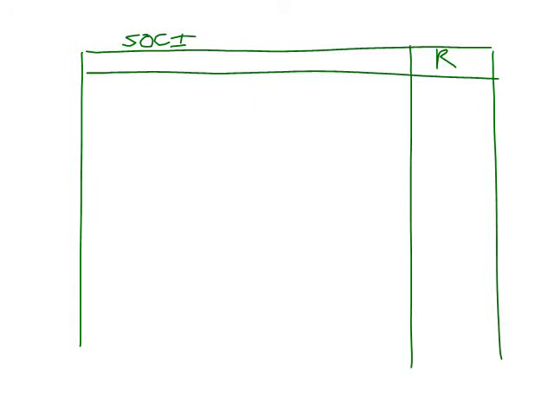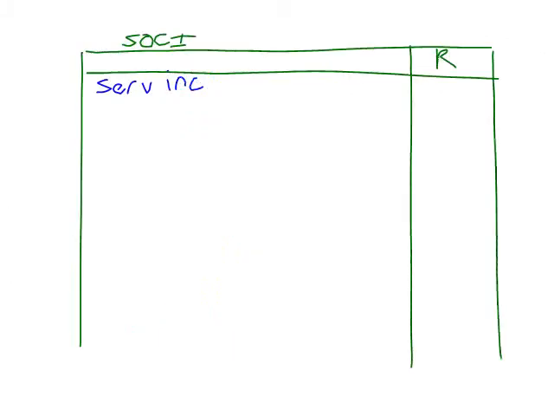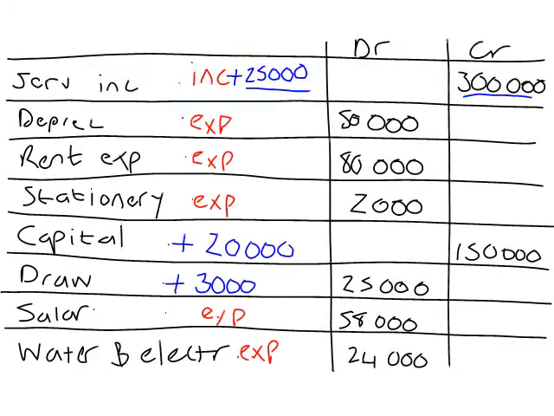Whenever we deal with the statement of comprehensive income, we need to show all income and all expenses. Specifically, we have the main income of services income. But services income, if I'm not mistaken, changed accordingly. It was 300,000, but we need to increase it by 25,000 Rand, meaning that our new services income total will be 325,000 Rand. Therefore, we can tick off services income. We have done that accordingly.